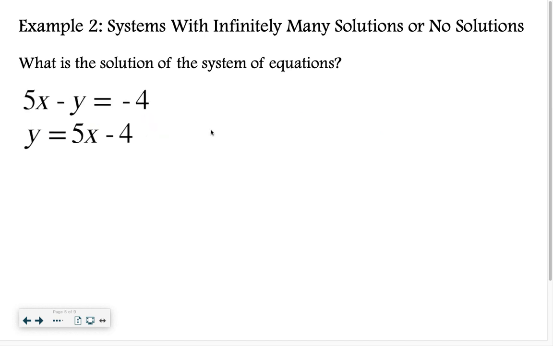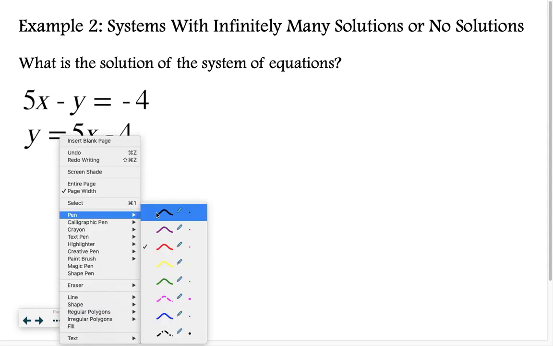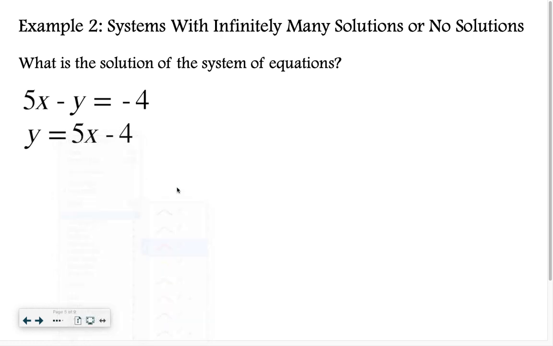All right, let's look at this next one. This time I have 5x minus y equals negative 4, and then I have y equals 5x minus 4. So I'm going to say 5x, and I'm going to take that y equals, and I'm going to plug it in like that. So I have minus, and then parentheses, 5x minus 4, parentheses, equals negative 4.